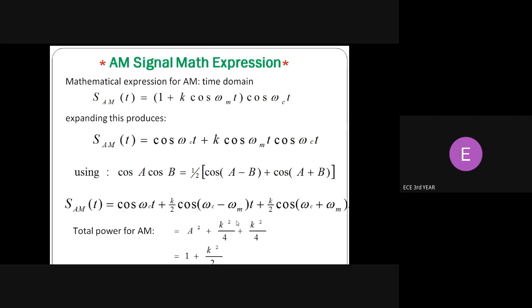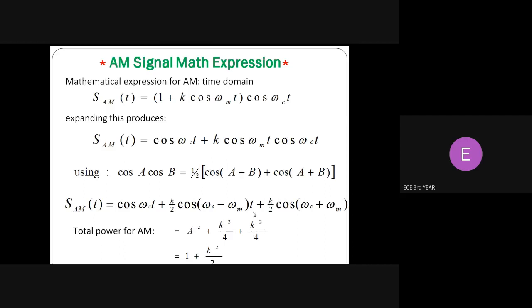Mathematical expressions. Some of the mathematical expressions based upon the AM signal. Here we're going to see some mathematical expressions of the AM signal. Fine. Mathematical expression for AM in the time domain. This is the time domain signal because we represent all the signals in terms of t. Since we represent all these signals in terms of t, this signal is said to be a time domain signal, SAM of t.